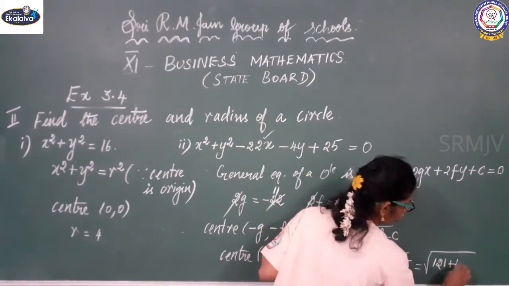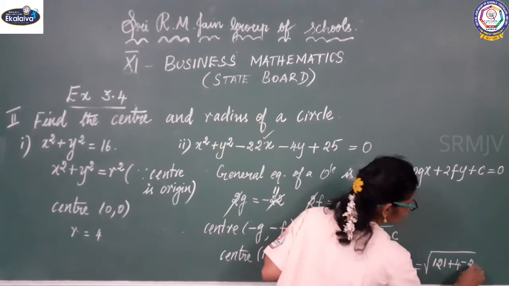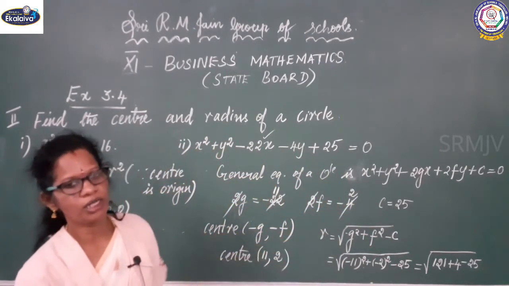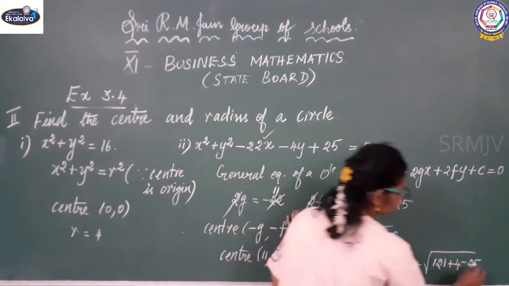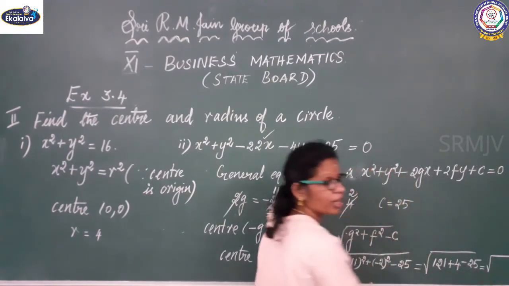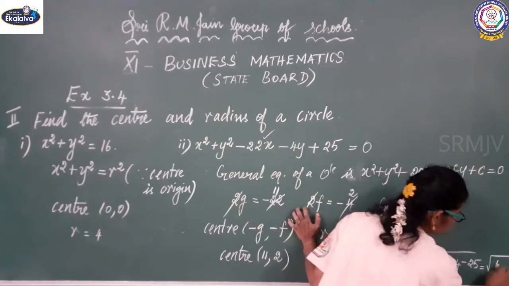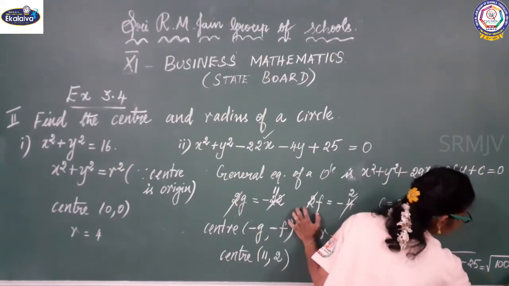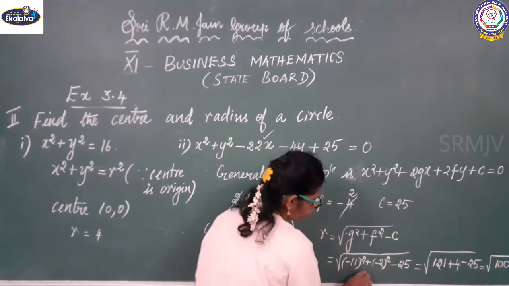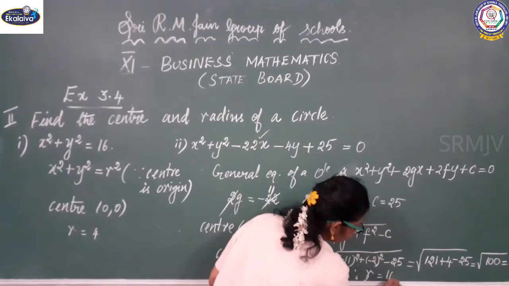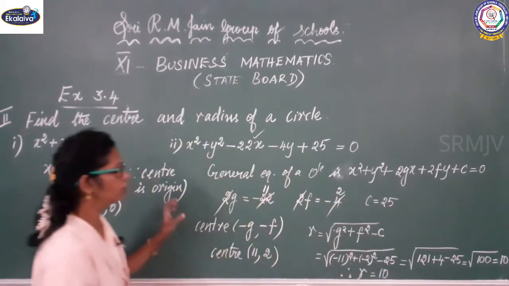Plus 4 minus 25. Then root 125 minus 25. Root 125 minus 25, it becomes 100. That means root 100 is equal to 10. Therefore, radius equal to 10. Got it, children?